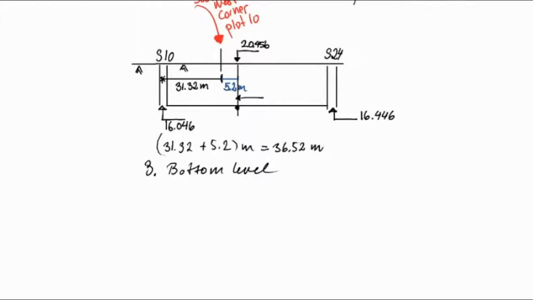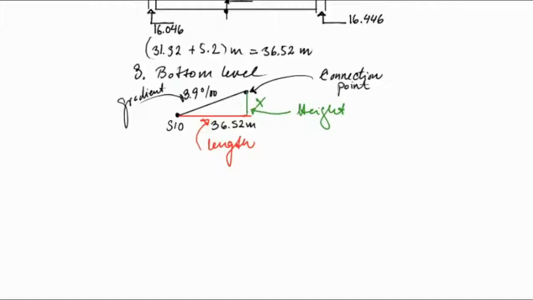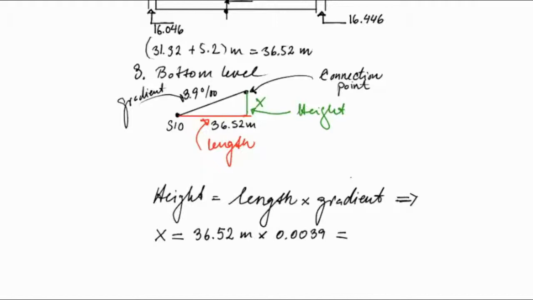Again, I'm going to sketch up a model to help me with the calculations. I have now sketched up the model. Here lies the well S10, and here lies the connection point. Here's the gradient we found to be 3.9 promille, and here's the length we just calculated. So we have to find the height, and that is the height difference between well S10 and the connection point. We use the formula height equals length times gradient, and I have already filled in here.